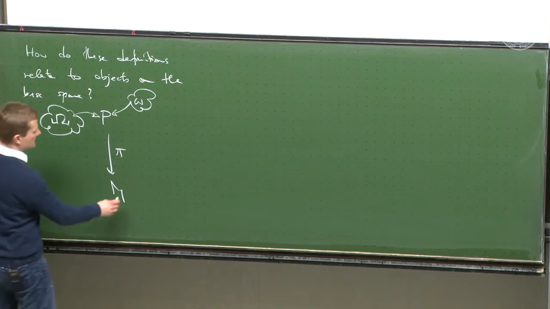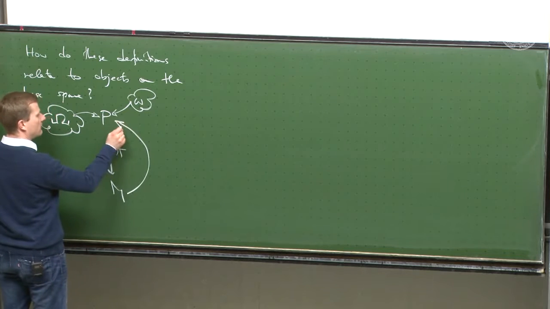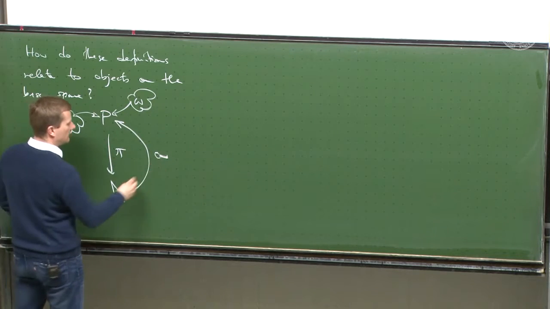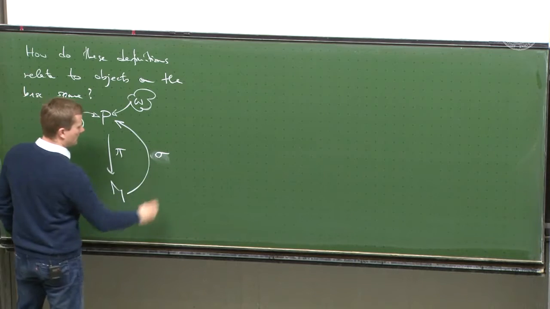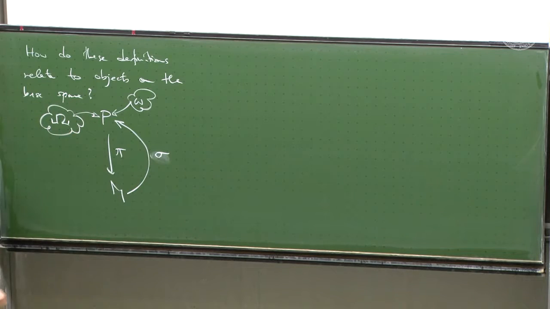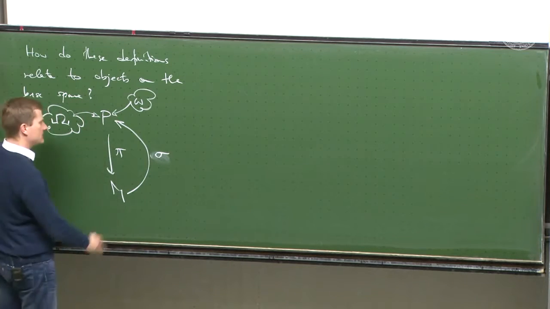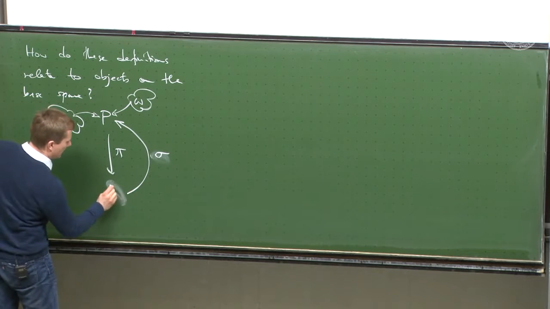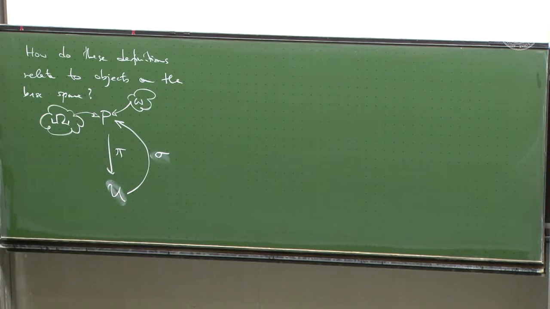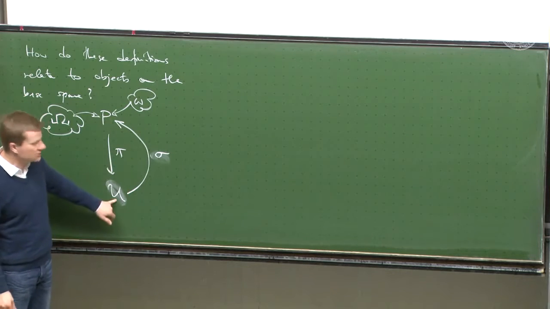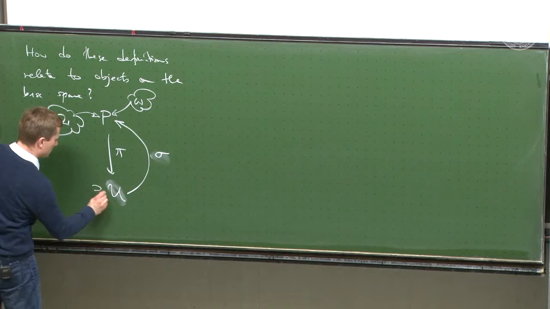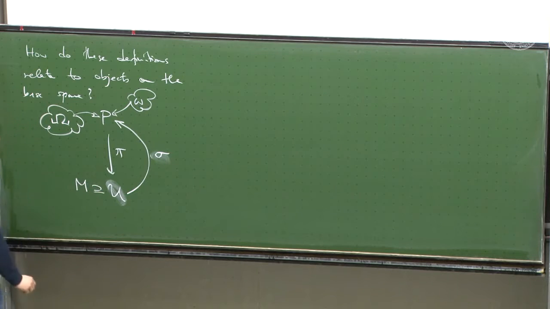And of course, we do this as always. We provide some section sigma from the base space up there. If there exists such a global section, the bundle must be trivial. Hence, we will generally restrict attention to a local section over some subset U of the base space.